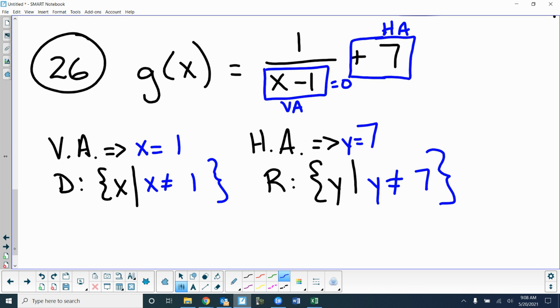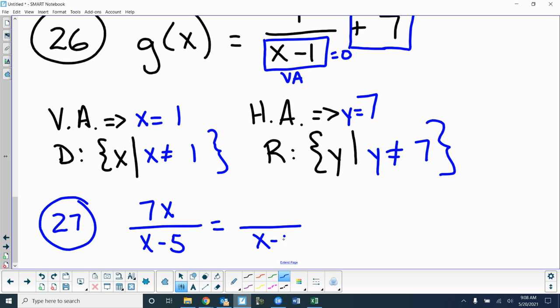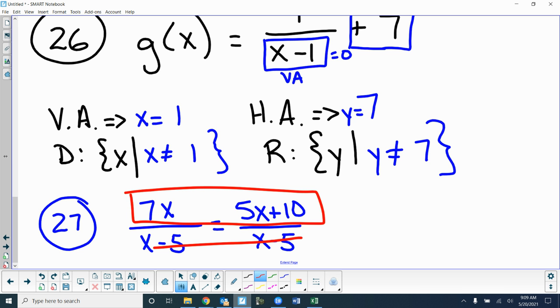All right, 27, we're solving an equation. But what do you notice about the denominators of the two fractions? They're the same, right? So if that happens, which it probably will, do I need to worry about that? No. Just do this. Okay? So what do I got to do to move the 5x over? Subtract it. So I get 2x. Right? And then divide by 2, right?